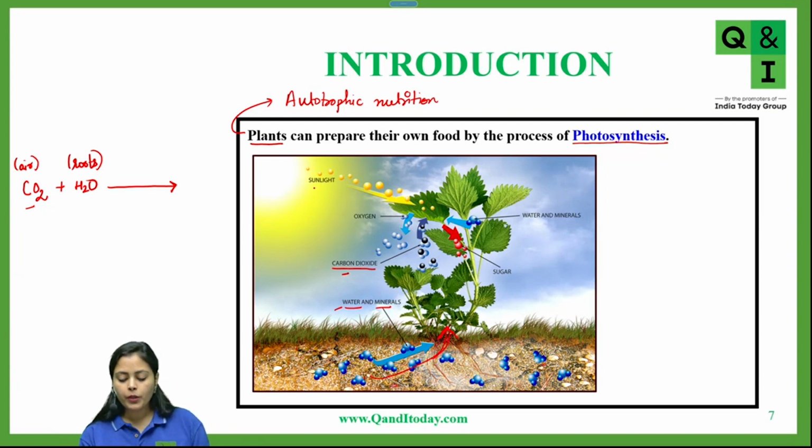Now, the third component which plants require to prepare their own food is sunlight. So, sunlight we will write here. Everyone, please write down this equation of photosynthesis with me in your notebooks parallelly.